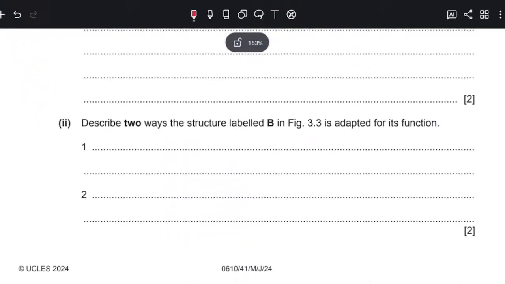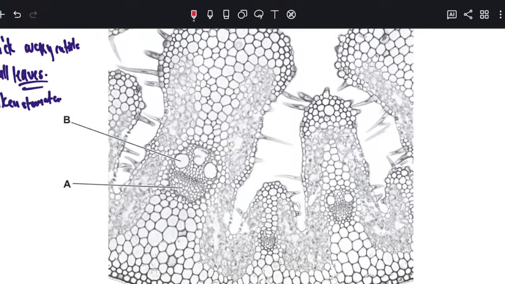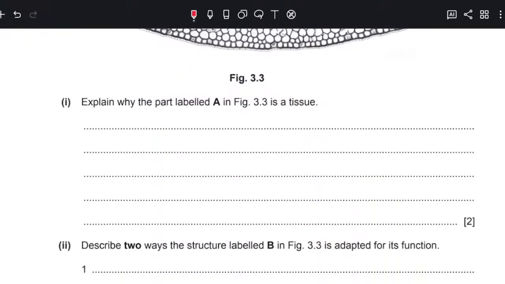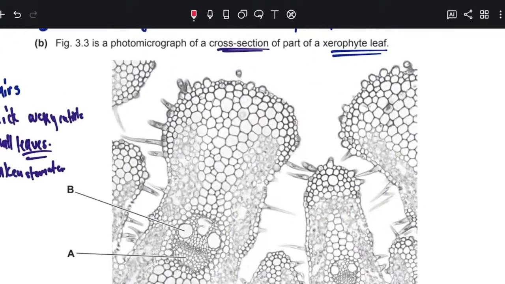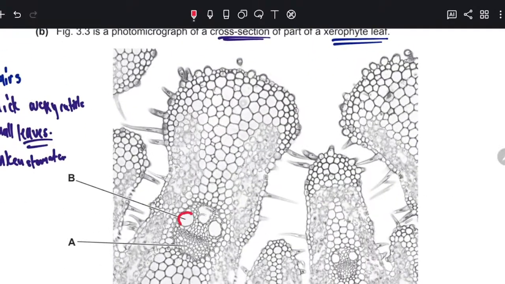Describe two ways the structure labeled B is adapted for its function. Two ways this structure is adapted for its function. Let's write labeled B. What is B? This, labeled B. Can you see?